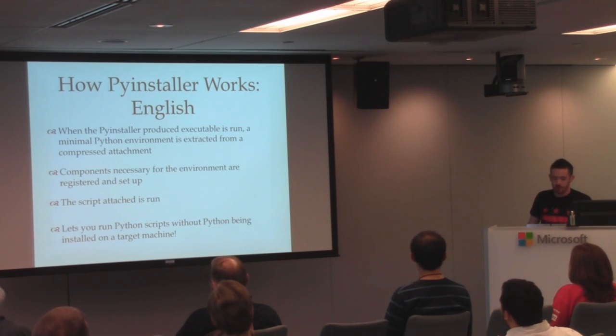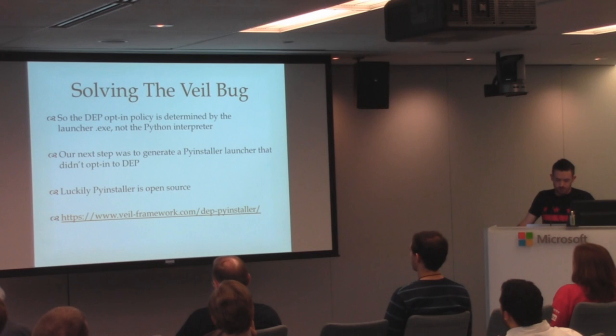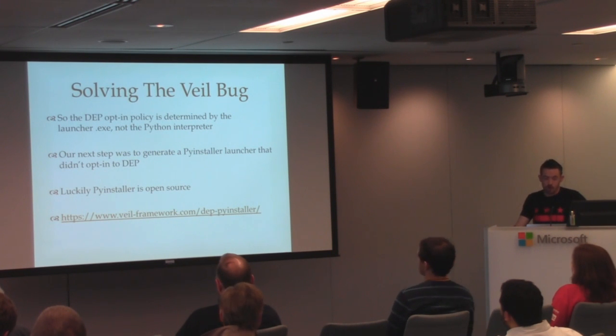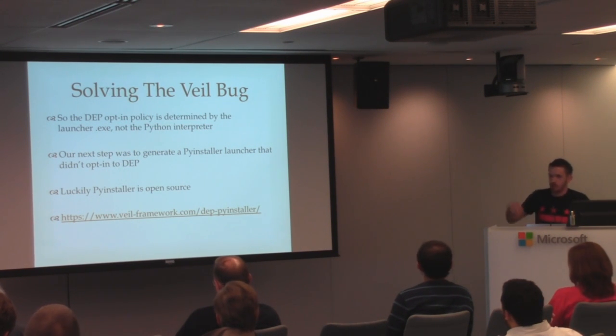Probably sounds like I'm repeating myself. So all in all, the DEP opt-in policy is determined by that little launcher and not by the Python interpreter like we thought it was. So the next step, we said, okay, let's recompile the Python launcher with one that doesn't opt into these types of protections. Luckily, PyInstaller is open source. Again, there's that link where I talked about how you can recompile it on your own on a Windows system and get this little launcher that doesn't opt in.